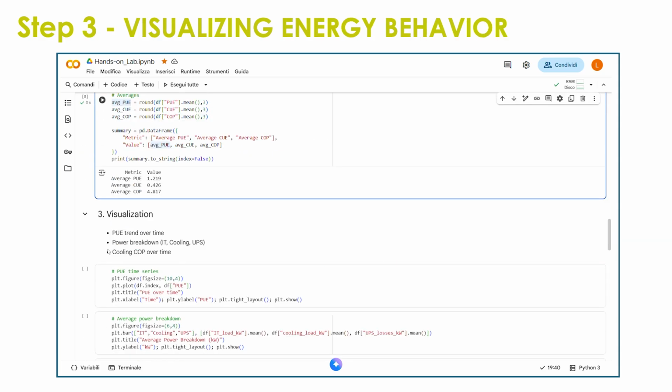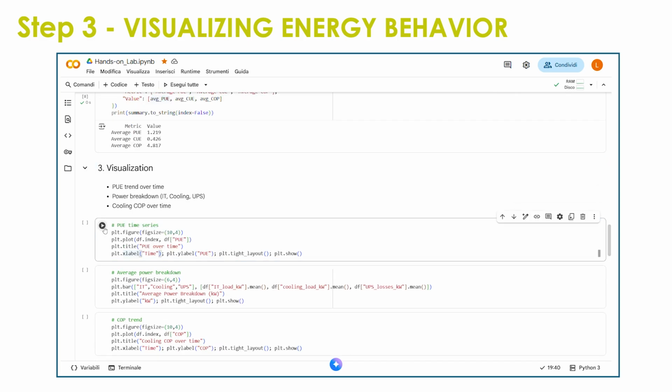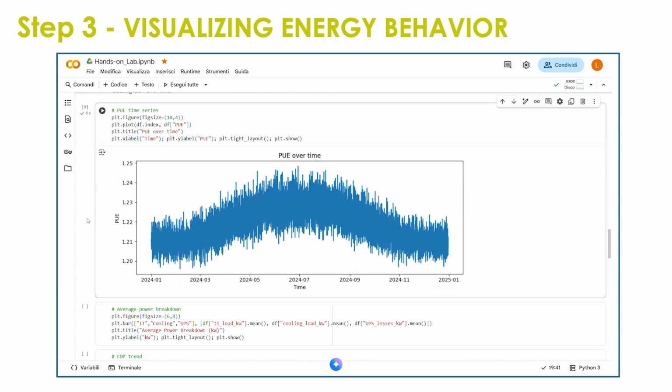Then we can also visualize some information over time. For example, we can plot the PUE time series. Here we can understand how the efficiency fluctuates with operating conditions. In our case, the PUE sits around 1.2, but it varies, reaching values of 1.25 during summer periods. In particular, this slow rise and fall in the PUE is the effect of seasonal cooling. In short, higher ambient temperature means more cooling, and more cooling means higher PUE.